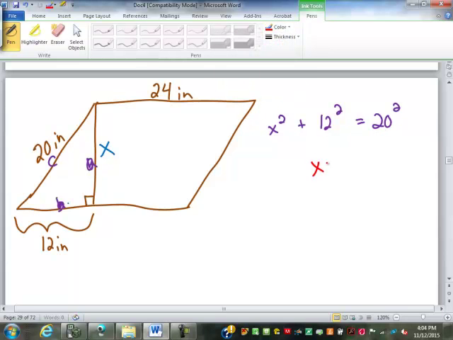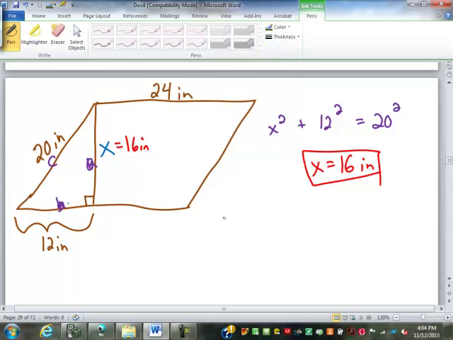What's it come out to be? x equals 15, right? 16? Okay. 16 inches. Now what?